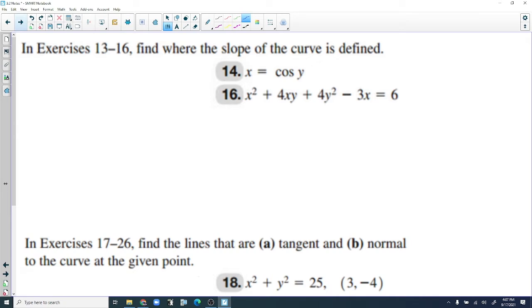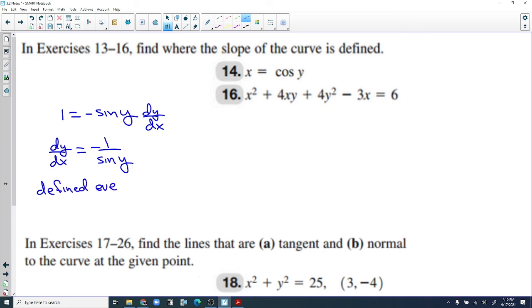Find where the slope of the curve is defined. Oh, let's do 14. So 1 is equal to negative sine of y, and then dy/dx. So dy/dx is equal to negative 1 over sine of y. So we say defined everywhere except when sine of y is equal to 0.